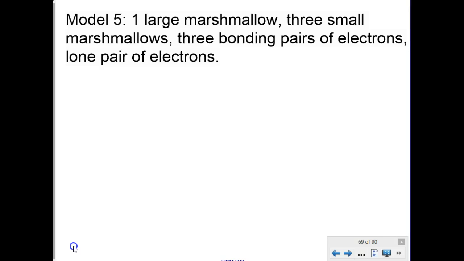The bond angle is 107 degrees. It's measuring the bond angle between bonds that are connected to another atom. It is not measuring the bond angle between here and here. This toothpick is not a bonding pair of electrons. They're lone electrons. So when you measure bond angles, it has to be between 2 toothpicks that are connected to other marshmallows. So again, the bond angle for this is 107 degrees. And the formal name is trigonal pyramidal.